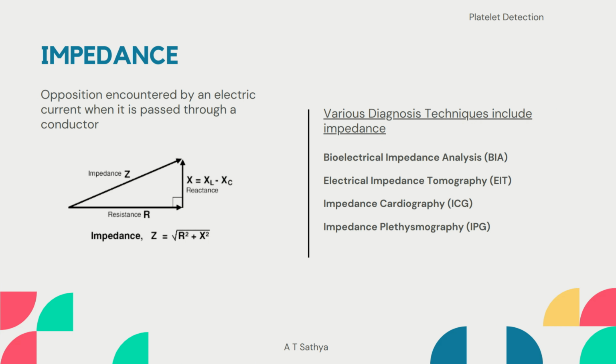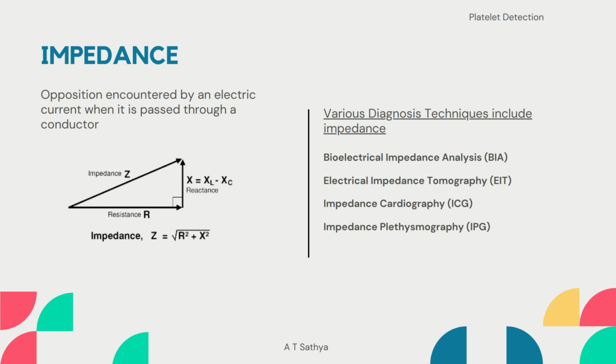Now let's get to grips with the concept of impedance. Impedance encompasses all forms of opposition to electron flow, which includes resistance, capacitance, and inductance. In the context of platelet detection, impedance plays a crucial role in measuring the changes in the electrical properties of the cells.